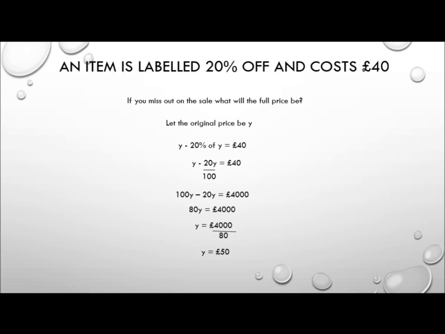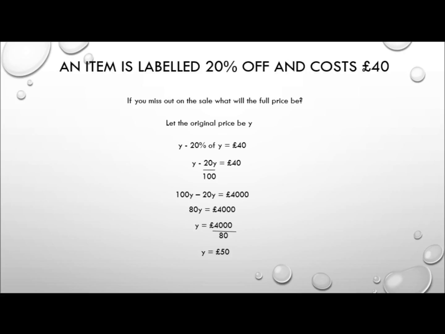We don't actually know what y was, but we know that 20% is the same as 20 over 100. So y minus 20 over 100 y, or 20y over 100, is equal to £40. If we don't like the fractions, we could multiply the whole thing through by 100. So 100y minus 20y is equal to 4,000. Now 100 minus 20 is 80, so if we subtract 20 y's from 100 y's, we're left with 80 y's. So 80y is equal to £4,000.